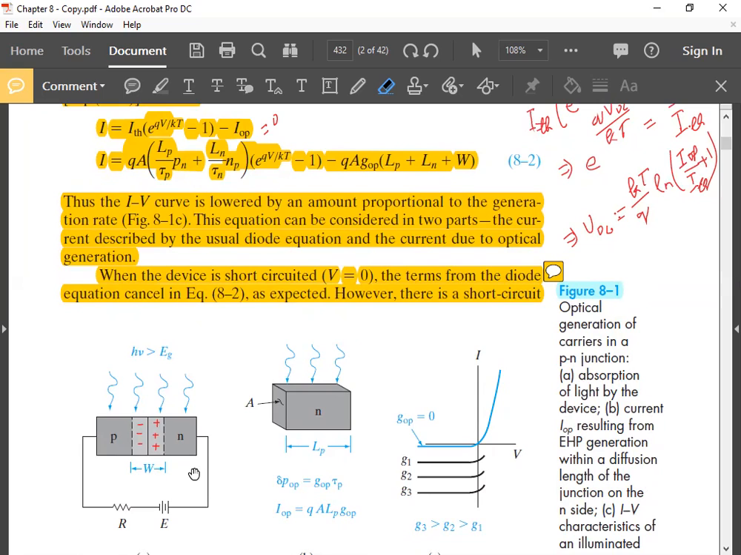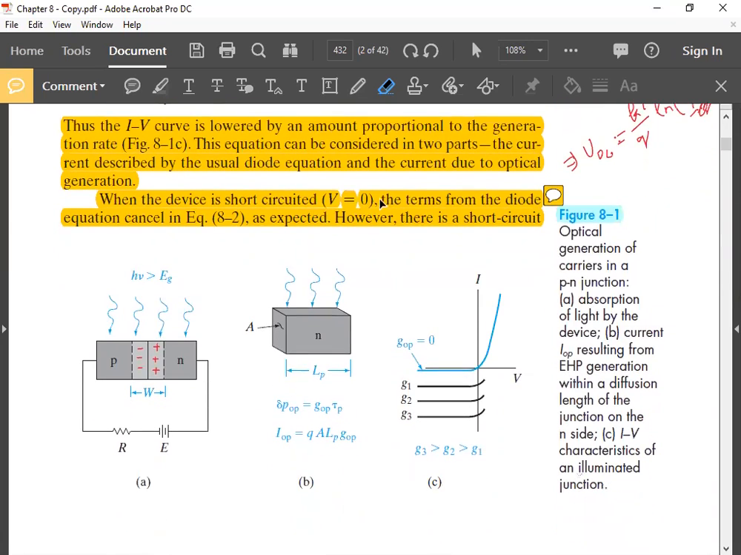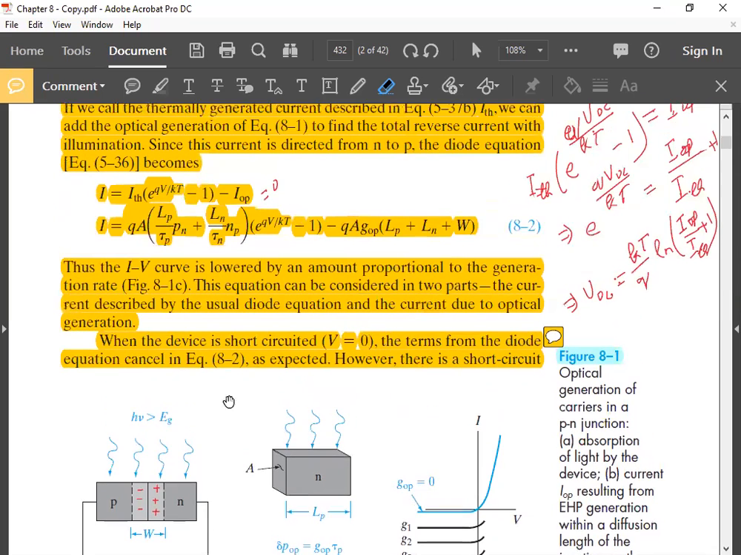Remember, these things I am talking about are only applicable for an illuminated junction. For an unilluminated junction, Voc is 0. For an unilluminated junction, Isc is 0. These are the properties of an illuminated junction. Only in illuminated junctions you will get this Voc, and when V equals 0, you will get Isc, the short circuit current, which is Iop.